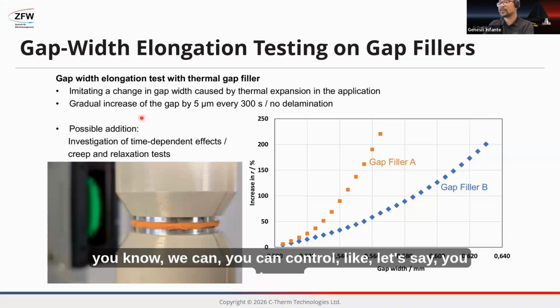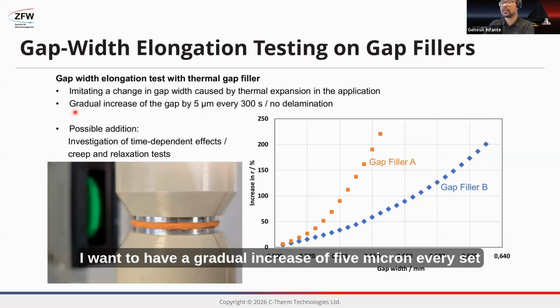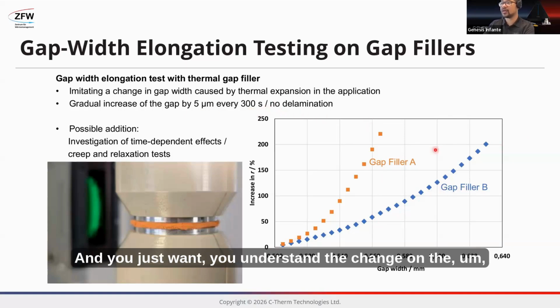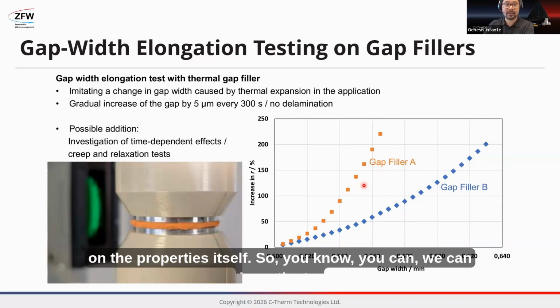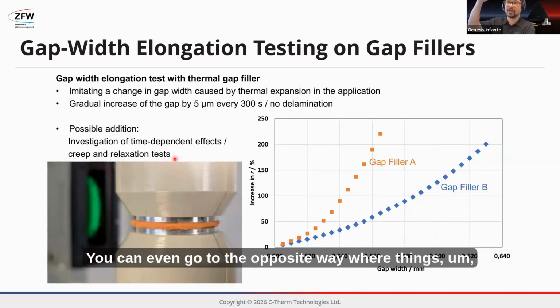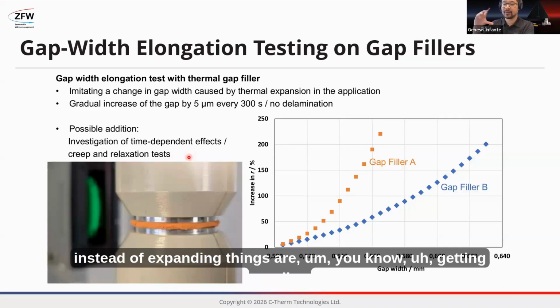So you can control, let's say, I want to have a gradual increase of 5 micron every set time and avoid any delamination effects right there. And you just want to understand the change in the properties themselves. So we can investigate time-dependent effects, some creep, some relaxation. You can even go the opposite way where, instead of expanding, things are getting smaller.